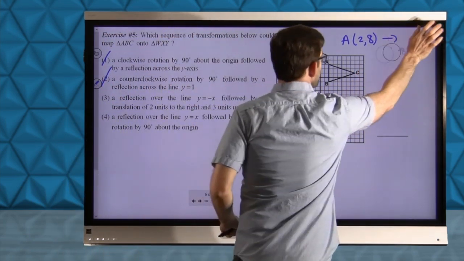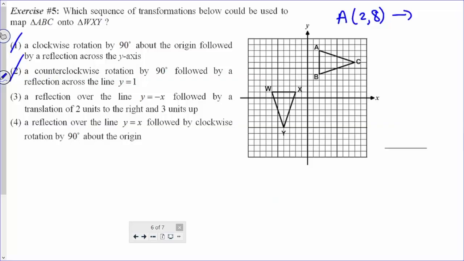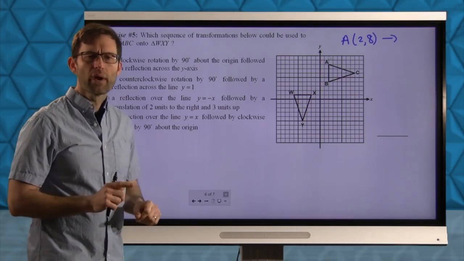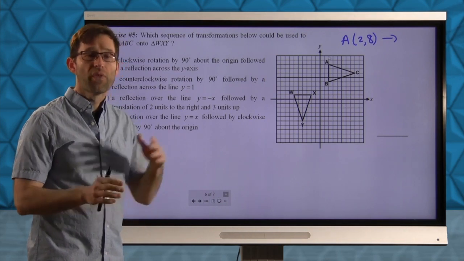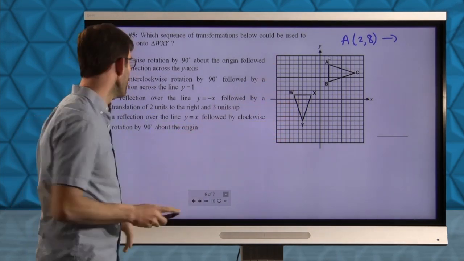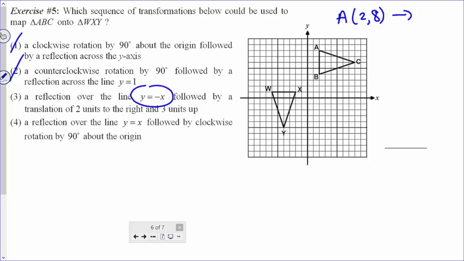Let's try choice 3. Choice 3 says a reflection over the line y equals negative x, followed by a translation of 2 units to the right and 3 units up. This one I think I'm going to attempt to do without moving around on my grid. So first, a reflection across y equals negative x.